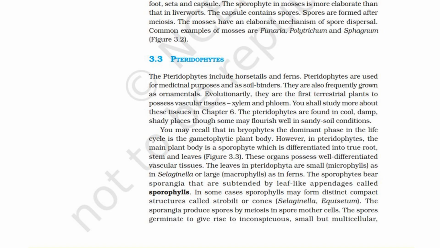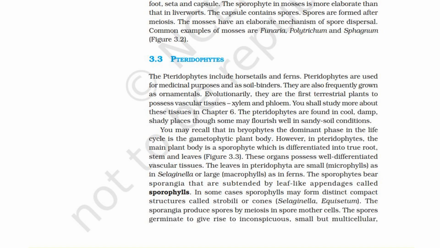You may recall that in bryophytes the dominant phase in the life cycle is the gametophytic plant body. However, in pteridophytes, the main plant body is a sporophyte which is differentiated into true root, stem and leaves. These organs possess well-differentiated vascular tissues. The leaves in pteridophyta are small microphylls as in Selaginella or large macrophylls as in ferns. The sporophytes bear sporangia that are subtended by leaf-like appendages called sporophylls. In some cases sporophylls may form distinct compact structures called strobili or cones, as in Selaginella and Equisetum.